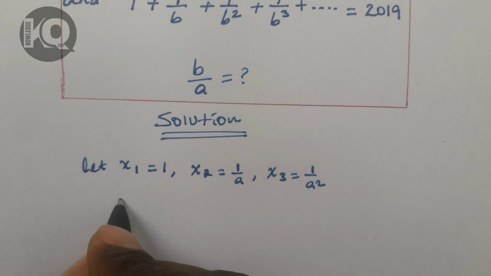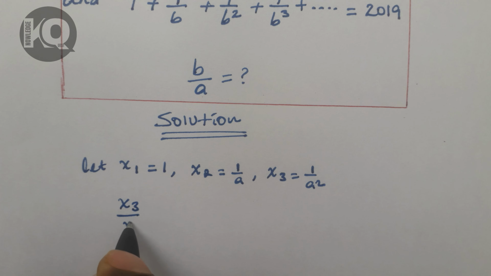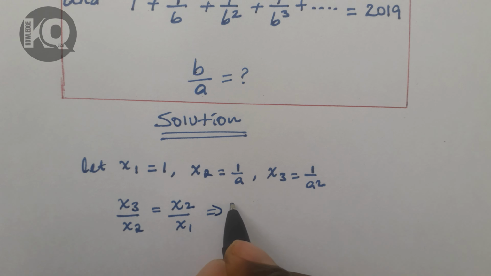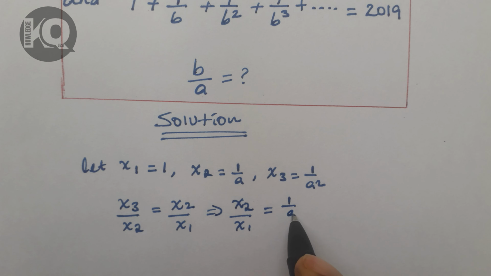So x3 divided by x2 is equal to x2 over x1. We can use either of x3 over x2 or x2 over x1. So let's take x2 over x1. x2 is 1 over a divided by x1, which is 1. So we have 1 over a, which is the common ratio.